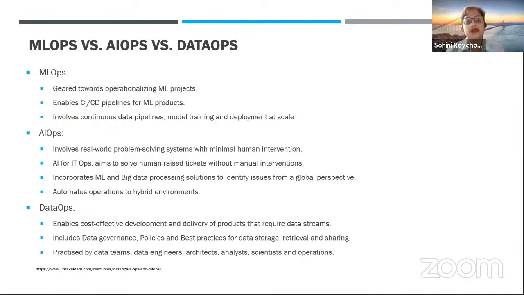So that was MLOps. AI ops, again, it involves real-time problem-solving systems with minimal human intervention. Like exactly what the word says. It is AI. So AI means artificial intelligence. It's able to do real-time problem solving, maybe not real-time problem solving all the time, but real-world problems with minimal human intervention. So it does not require much human support, but it's able to do them on its own.